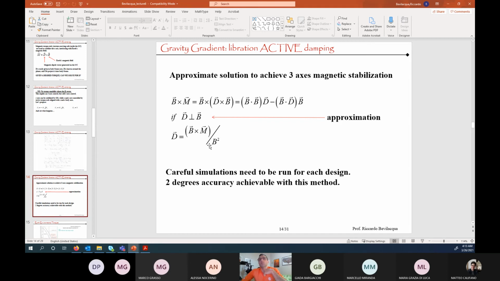So this is another possible control law that is used, but really every time you design a spacecraft, you need to run simulations for anything you want to do with magnetic control. You need to run careful simulations. You need to keep in mind that you can't really get more than a couple of degrees of accuracy, anything better than that. But it's a way that is relatively simple and cheap to control orientation.